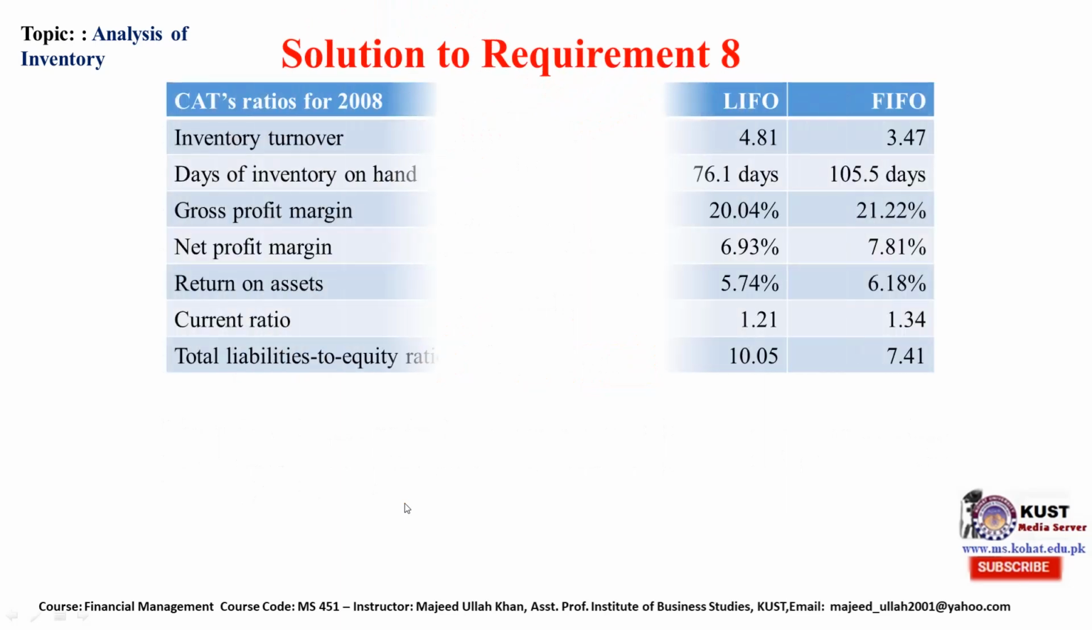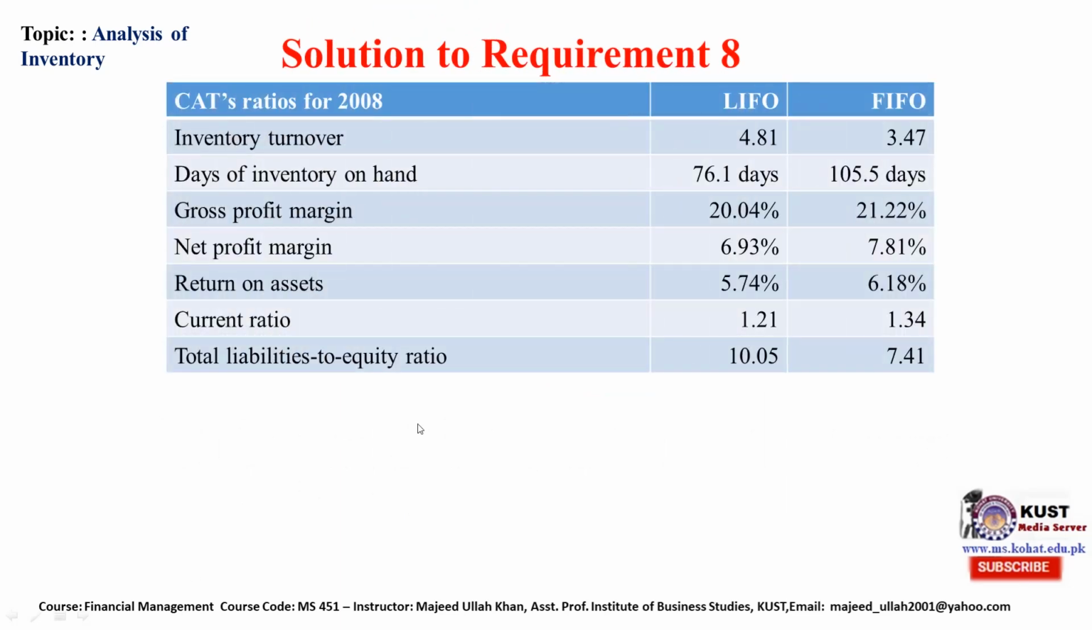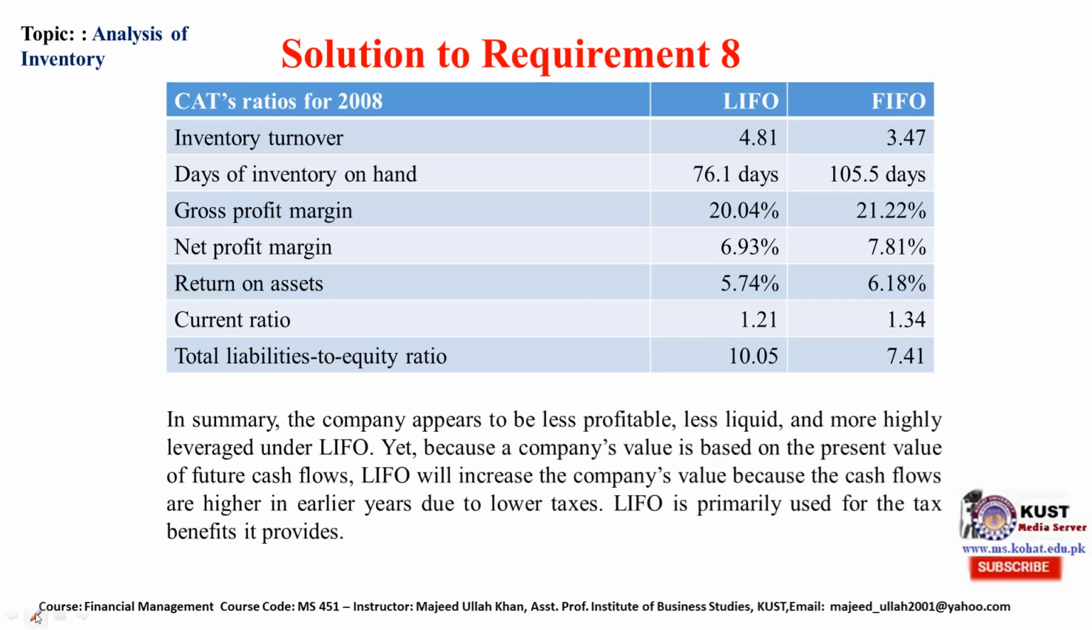Solution 8. What happened if we have a glance at the table? We concluded that company appears to be less profitable, less liquid, and more highly leveraged under a LIFO method. But the company value is based on the present value of the future cash flow. LIFO will increase the company value because cash flows are higher in earlier years due to lower taxes. LIFO method is primarily used for the tax benefit in United States.